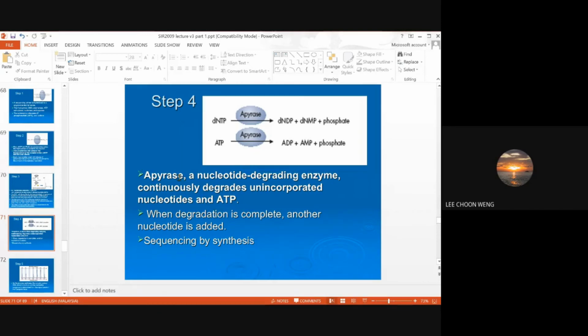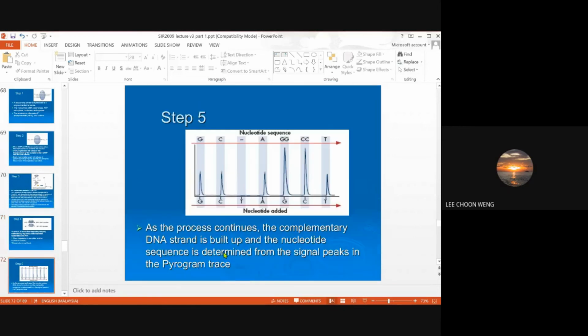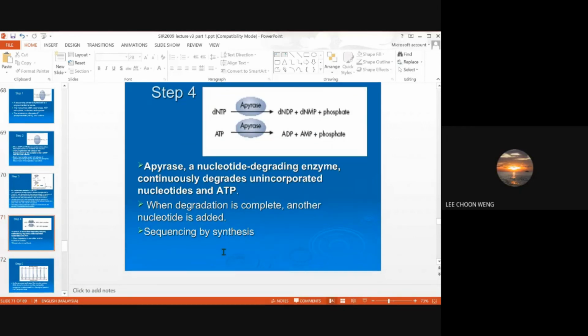Okay, so once the light is detected, apyrase, a nucleotide degrading enzyme, will be added to degrade all the unused or unincorporated nucleotides. Then when the degradation is complete, another nucleotide is added. So what you have here is sequencing by synthesis. Any questions? No, doctor.